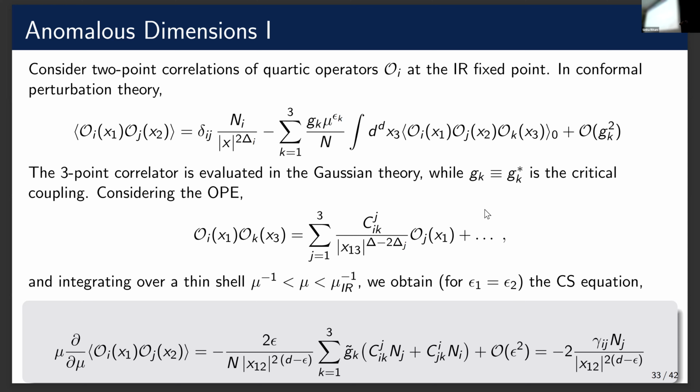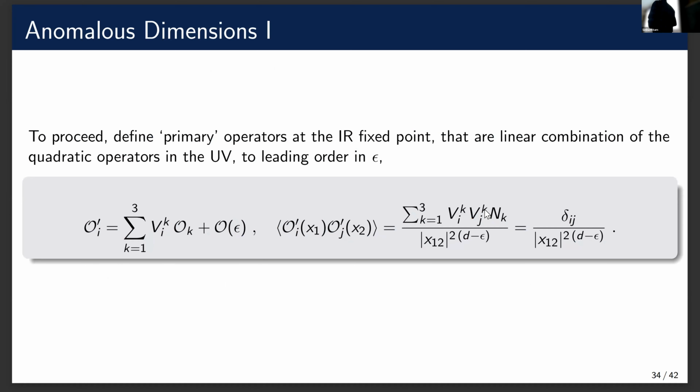But these are not the operators that are present at the IR fixed point. These are the operators of the UV fixed point. And we are looking for the anomalous dimensions of the operators of the IR fixed point. So we define the primary operators at the IR fixed point to be some linear combinations of these operators at the UV fixed point to leading order in epsilon. And these operators actually have a 2-point function which looks something like this.